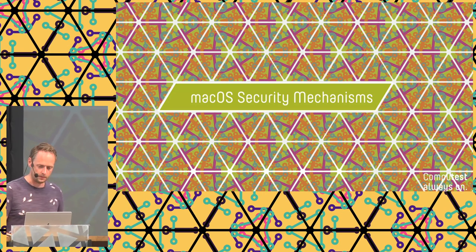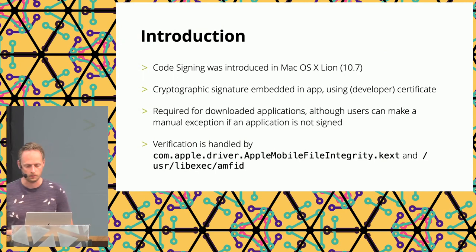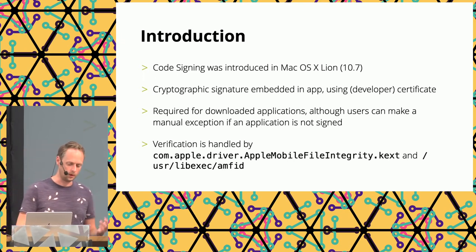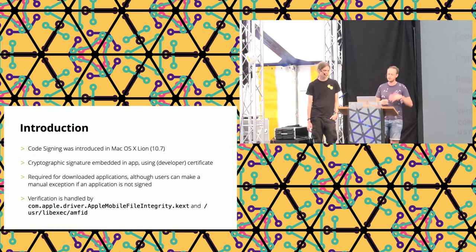So there are a couple of security mechanisms in macOS, and I'm going to cover them one by one. The first one is code signing. Code signing was introduced in macOS Lion, and it means that every binary now has a cryptographic signature. If you want to run an unsigned binary, the user first has to accept that by going to the system privileges and saying that it wants to run the binary. So it's not actually mandatory for everything, but most applications will have a valid signature. The verification for this is handled by a kernel extension and the MV daemon, which is a user space daemon.